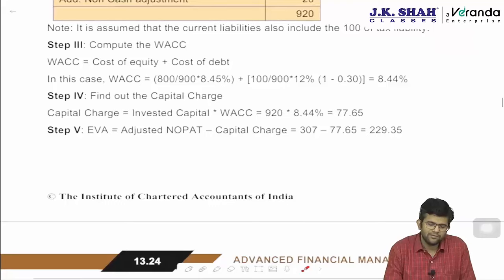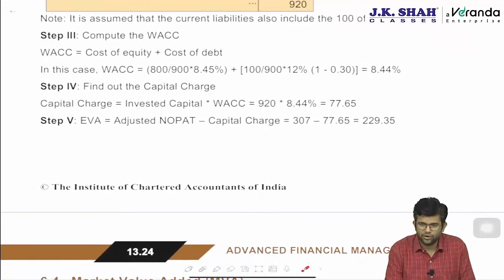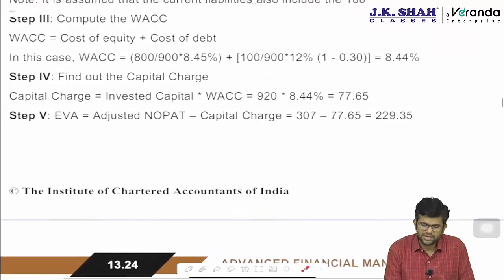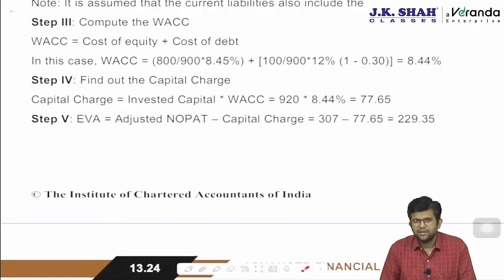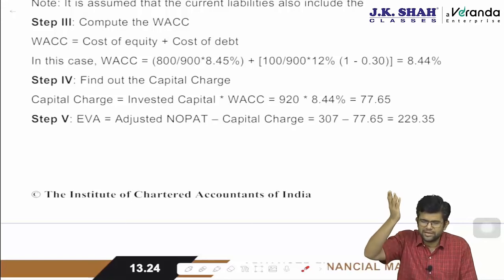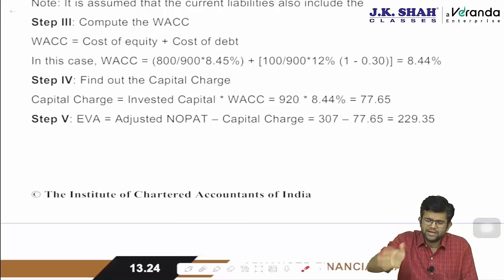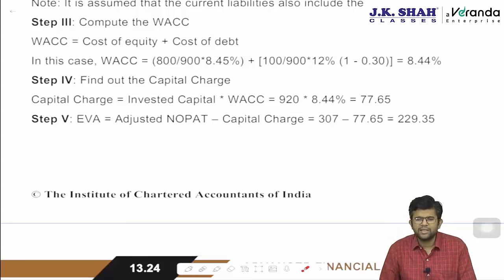Then again, when they are doing step 4, when they are calculating invested capital into WACC, at that time they again remembered 920. But while calculating WACC, they forgot it. Everybody clear? Because of that, this solution becomes slightly erroneous. Otherwise, everything else is normal. Then you know now what to do. EBIT 1 minus 307 you have got, minus the 77.65, 229.35 is the EVA. Everyone clear? But apart from that, there was one problem in WACC, which is what I just wanted to point out.